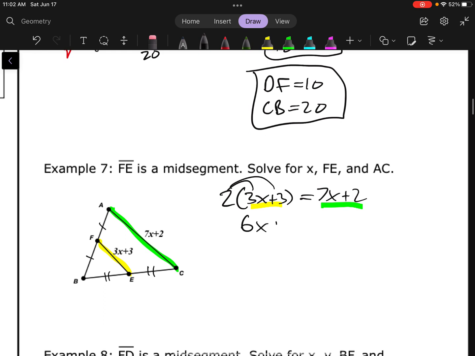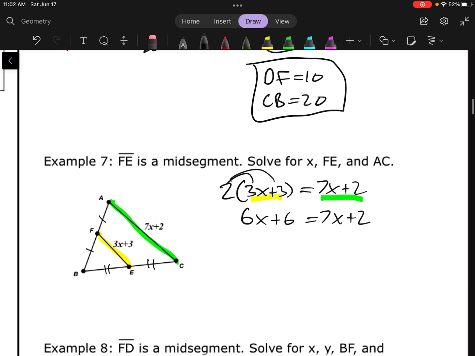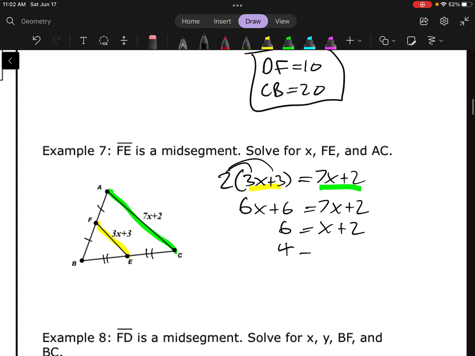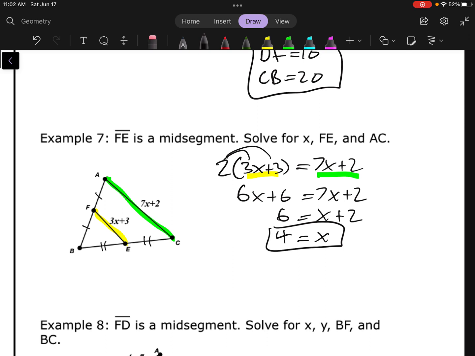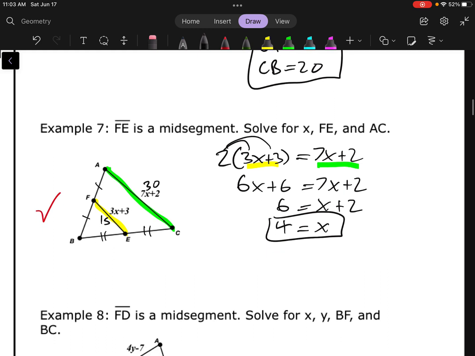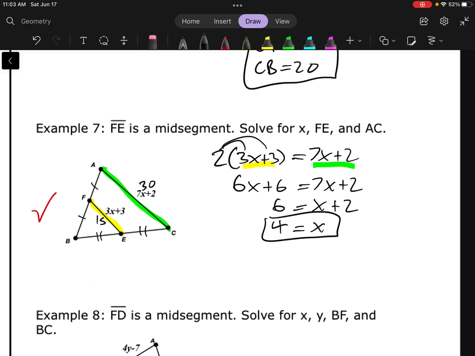So we distribute, we get 6x plus 6 is equal to 7x plus 2. If I subtract the 6x, just get 1x plus 2 is equal to 6. Subtracting the 2 gives me 4 for x. Let's plug it in and make sure that it works. 3 times 4 is 12, plus 3 is 15. 7 times 4 is 28, plus 2 is 30. 15 is half of 30. Give myself a check because I checked my work. And let me jot down my final answers here that FE was 15 and AC was 30.